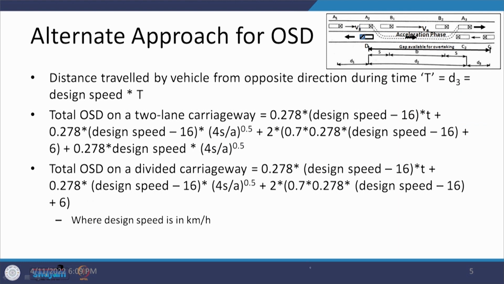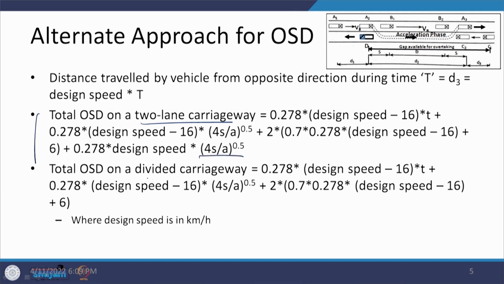So, considering all these, the total OSD on a 2-lane carriageway is a summation of d1 plus d2 plus d3, where d2 is b plus 2s. So, 0.278 into (design speed minus 16) into t, plus 0.278 into (design speed minus 16) into capital T, which is the square root of 4s divided by a, plus 2s, which is 2 into 0.7 times 0.278 into (design speed minus 16) plus 6. So, that is the value of 2s, and the value for the vehicle coming from the opposite direction is 0.278 into design speed into capital T.